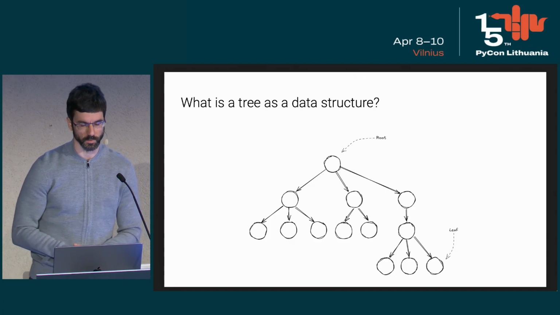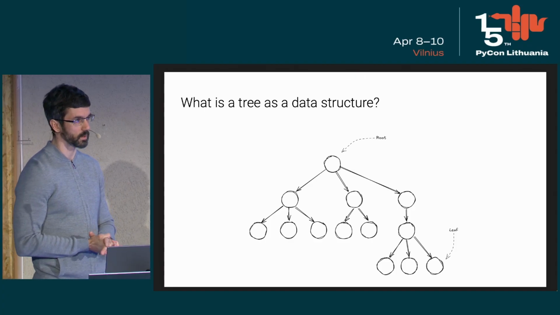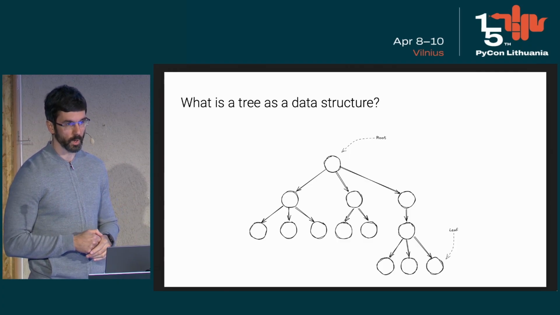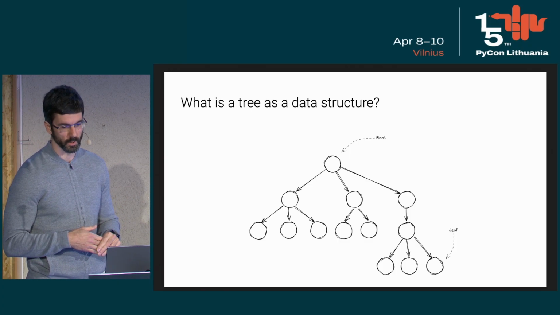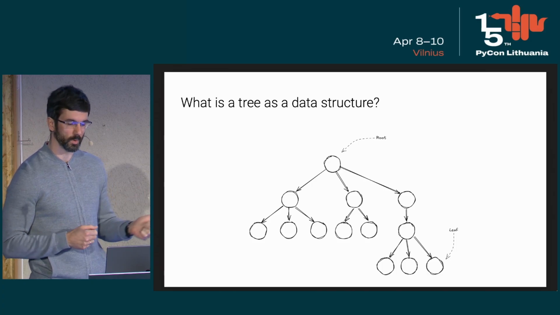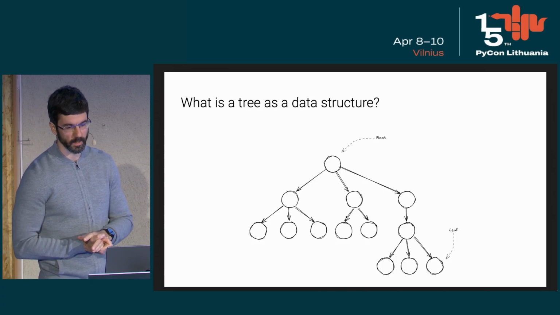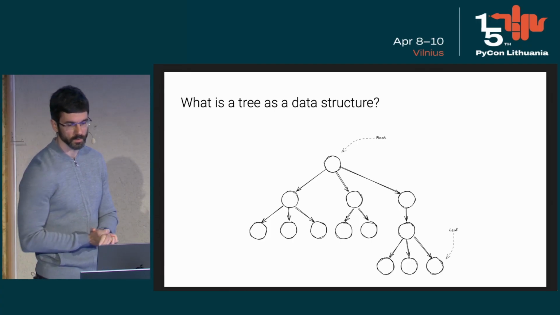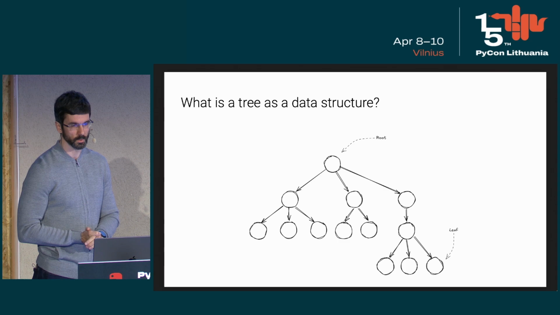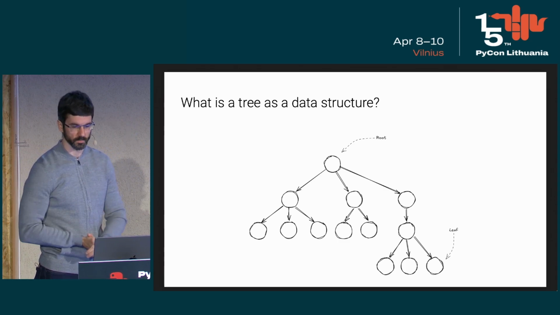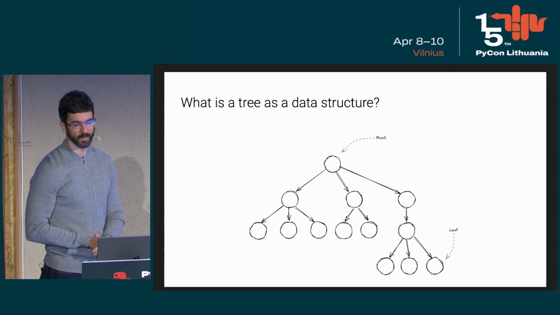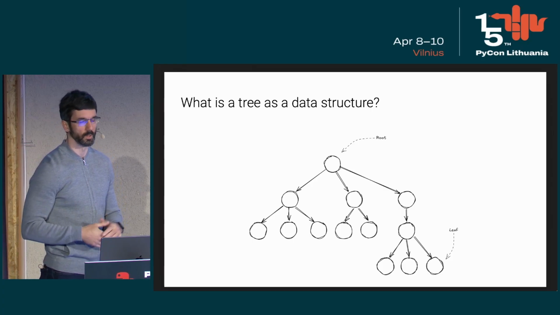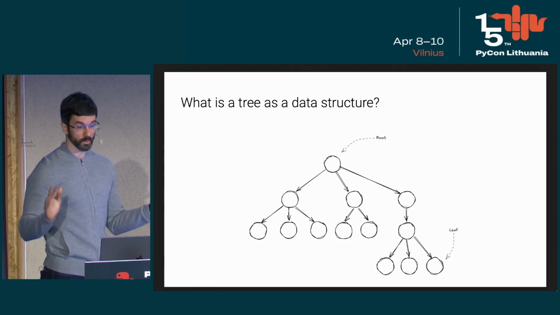So let's start from the beginning. What is a tree as a data structure? It's a graph, a very specific graph. It's a directed graph where each node can have zero or multiple children, and each node must have a parent except one node, which is a special node named root, and every tree starts from the root. And the nodes without children are called leaf nodes or leaves. So this is the data structure.